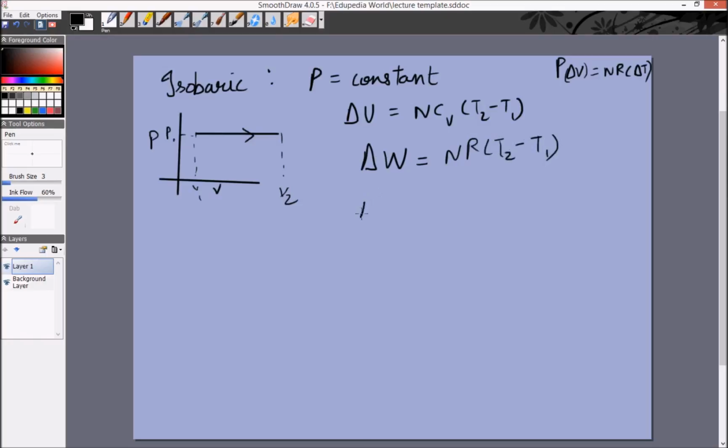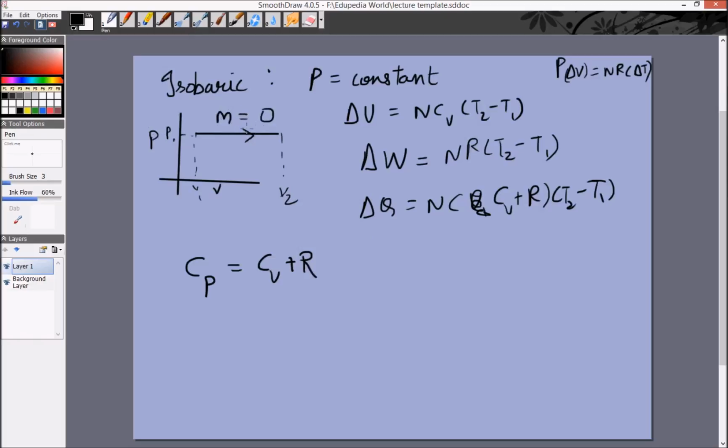So adding these two, we get delta Q is equal to n(Cv plus R)(T2 minus T1). And we can see from this or directly that the heat capacity is Cp, which is equal to Cv plus R. We proved it earlier, now we've proved it again. Right, sorry, Cv plus R. The slope in this case is 0 for this graph.